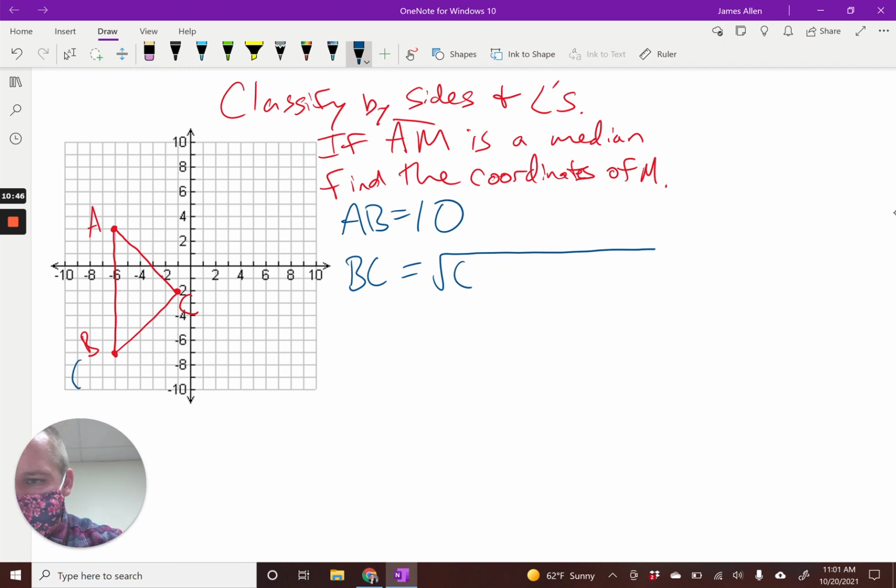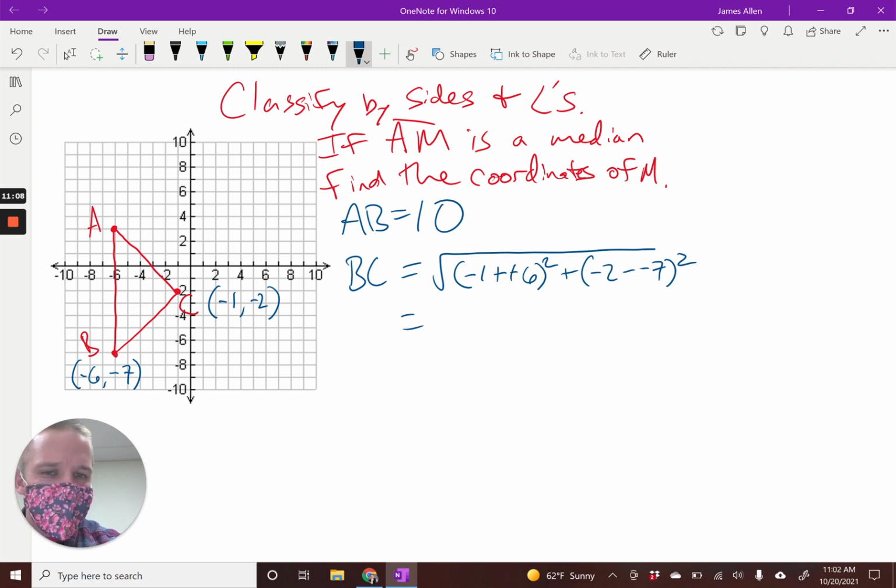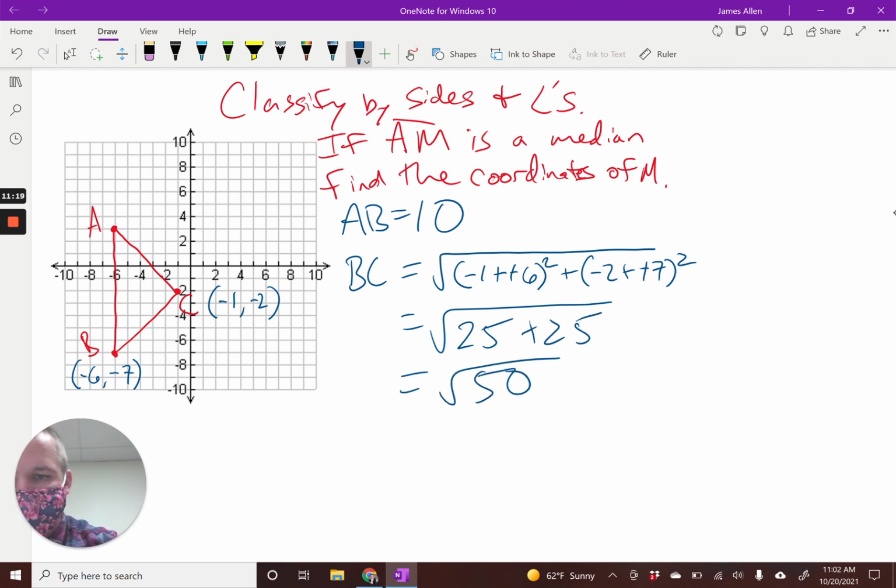Well, I'll write my coordinates because that's a little easier to read. B is -6, -7. C is -1, -2. All right, so BC would be -1 minus -6 squared, and then -2 minus -7 squared. So that's 5 squared is 25, and this is also 5 squared is 25. So 25 plus 25, that's the square root of 50. Although I could simplify this, I am not going to, because I'm not asked for the length. I'm asked to classify things.